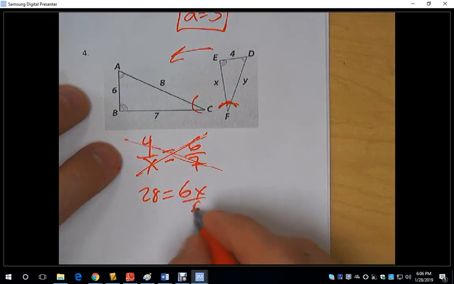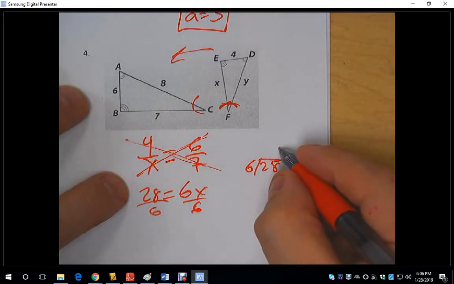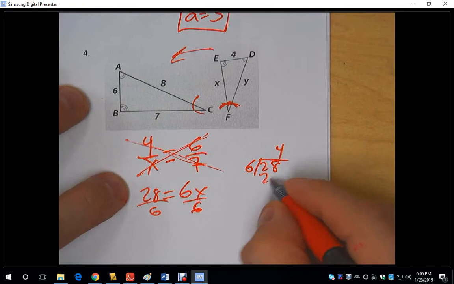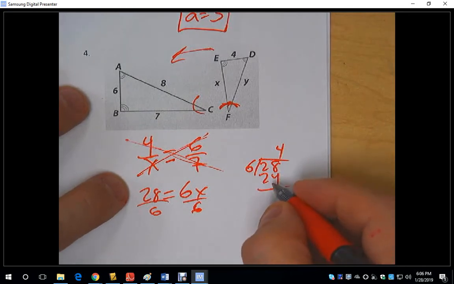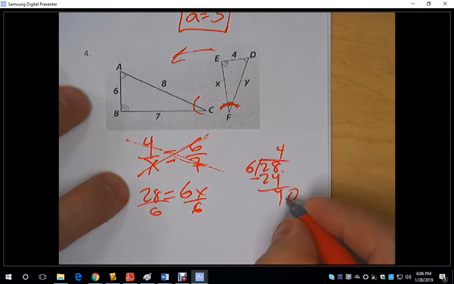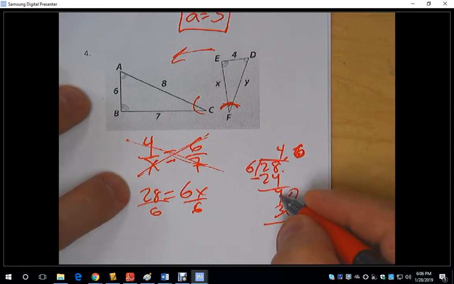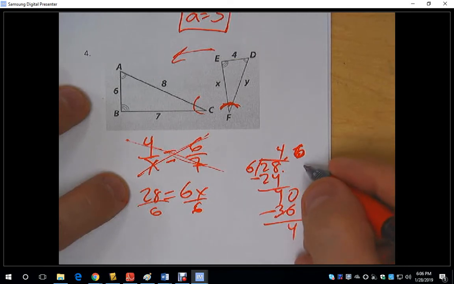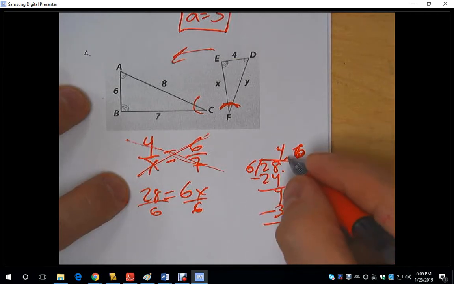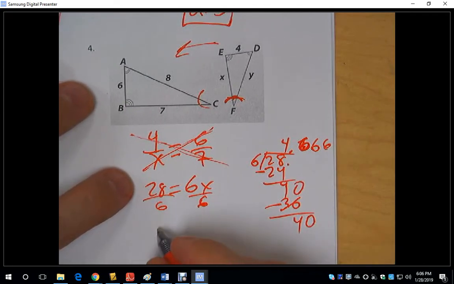I'm going to divide by 6 to both sides. 6 goes into 28 4 times. 4 times 6 is 24. 28 minus 24 is going to give us 4. We can bring down a 0. 6 goes into 40 6 times, sorry, I was way off. 6 times 6 is 36. And then 40 minus 36 is going to give me 4. I can keep on bringing down zeros, and it's just going to keep on going. So we have x equals 4.6 repeating.